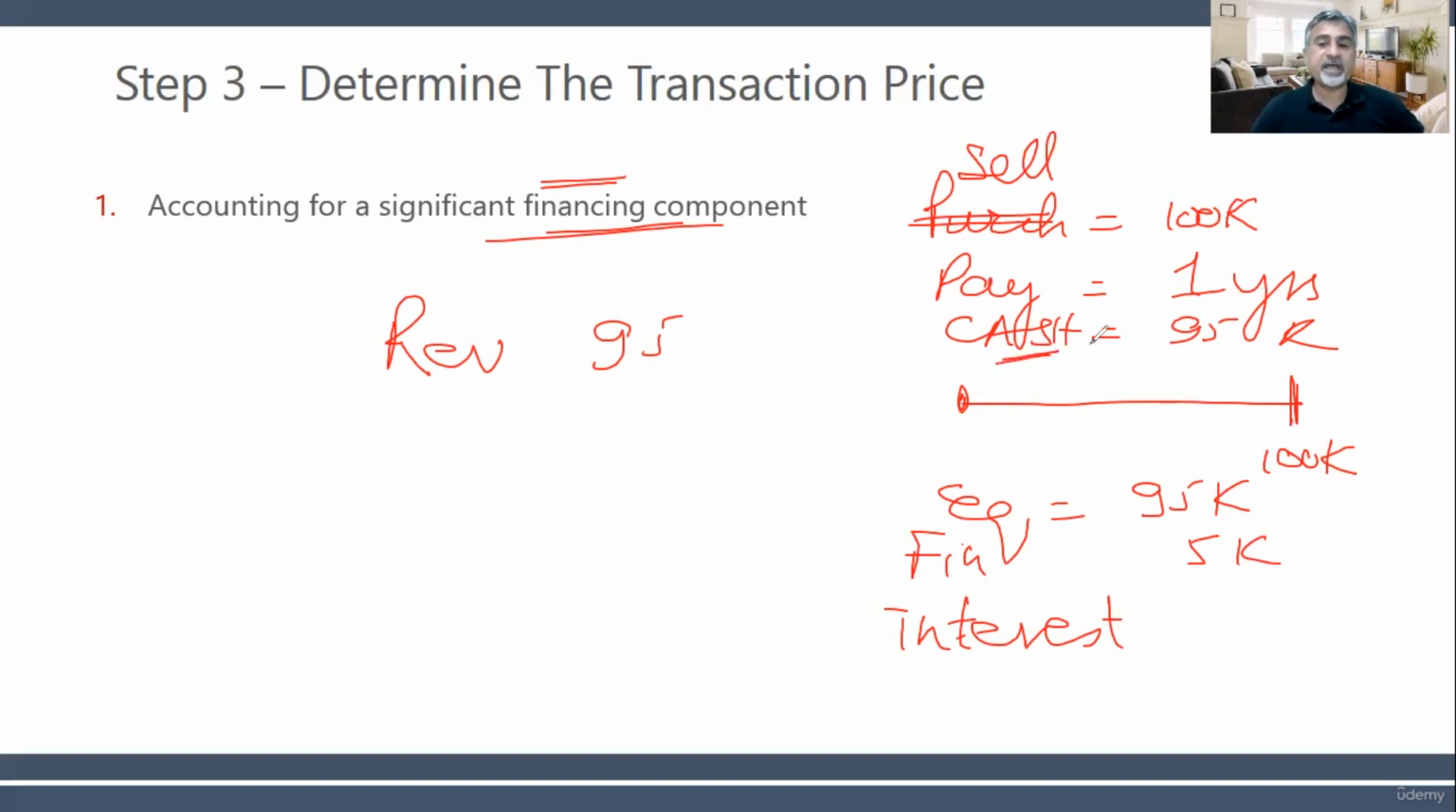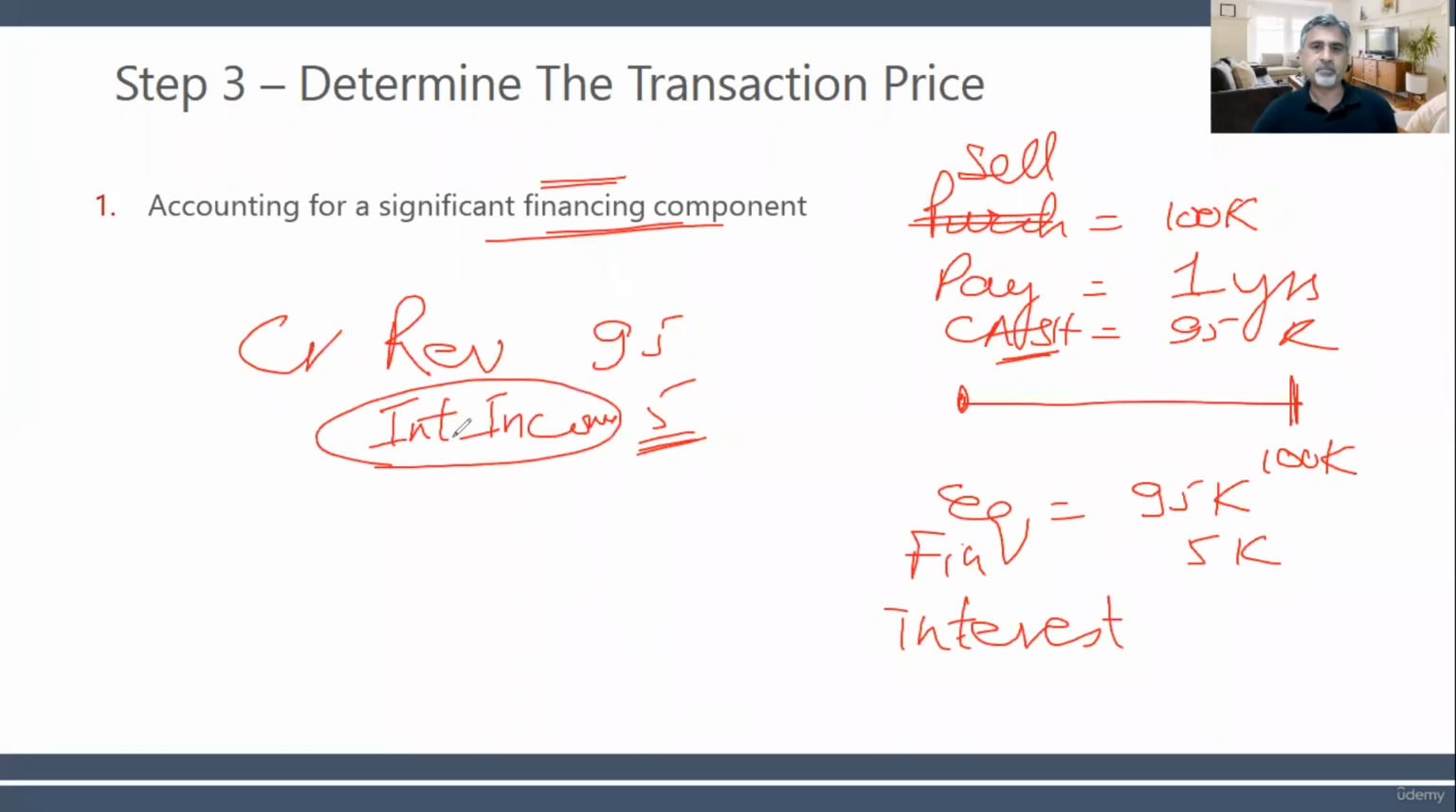If you pay today cash, I'll take 95K. So it means my services have a value of 95. So I would be making a double entry like this. In this case, there is a revenue, which is 95, and then there is a 5, which is called interest income, finance income. So 5,000 is not part of revenue. 5,000 is actually interest income.